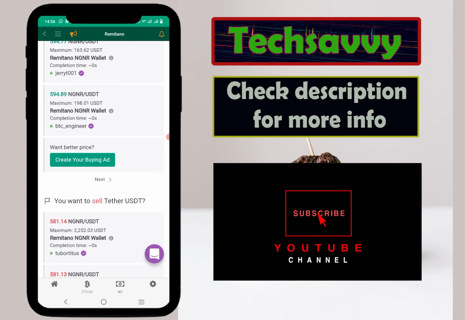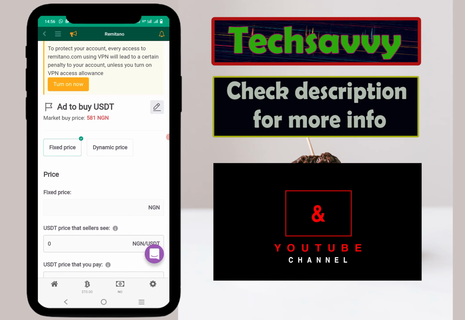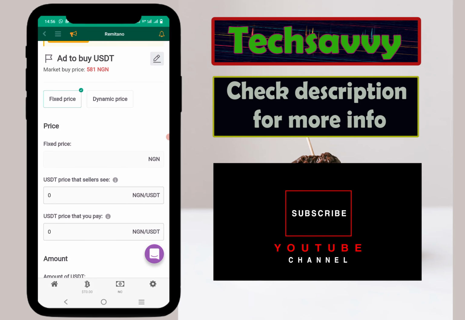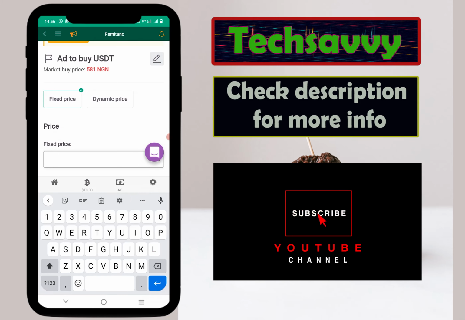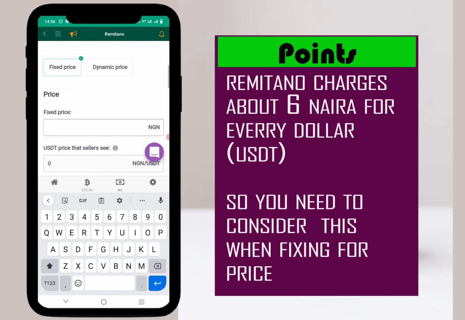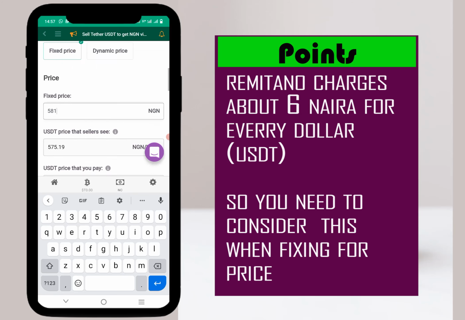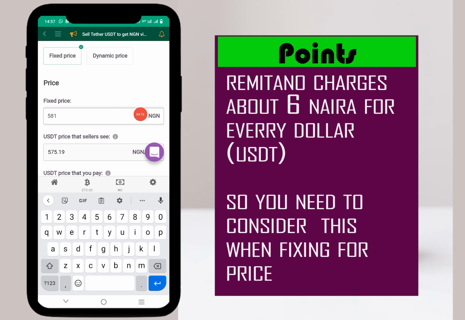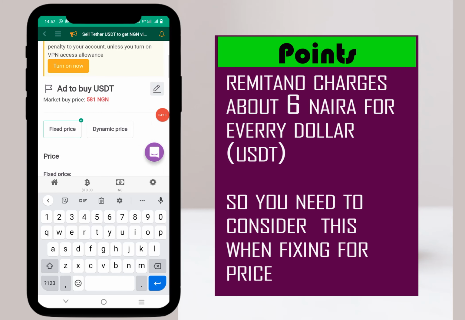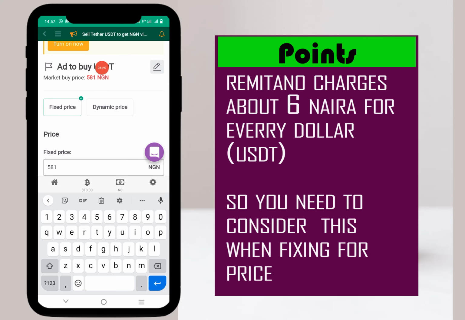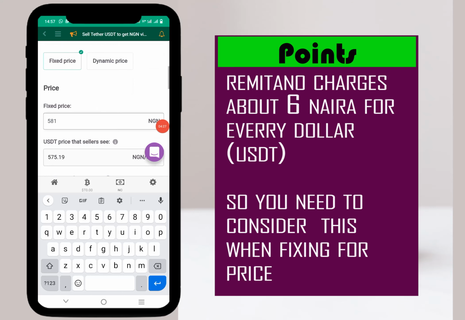I'm going to explain to you why the price difference is that much. So if I'm creating a buy ad, it then means I'm buying USDT from people and people are selling to me. So without much ado, we have 593 and 581. So I'm going to fix in a price. Let's look at, if I put in 581, what happens? Now remember I told you this is a buy ad I'm creating. Now add to buy USDT. So it means that people are going to come and buy USDT from me. Market price is telling me 581, which is exactly what I told you.